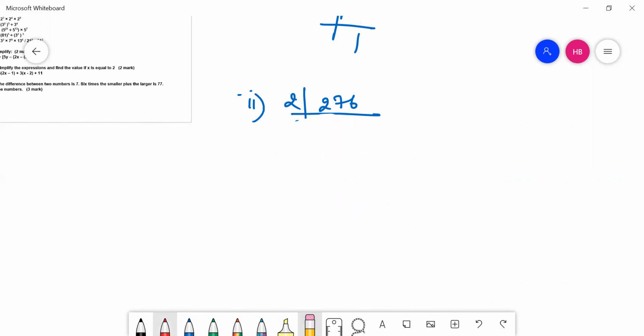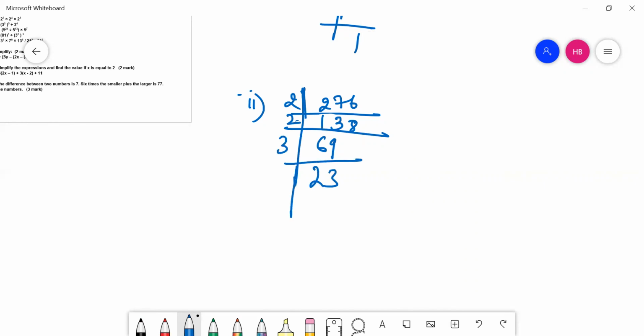So 276 divided by 2 does not give you this. So 2 ones are 2, 2 threes are 6, 2 eights are 16. So it will give you 138. 2 sixes are 12, 2 nines are 18. So 69 is divisible by 3, 3 twos are 6, 3 threes are 9.